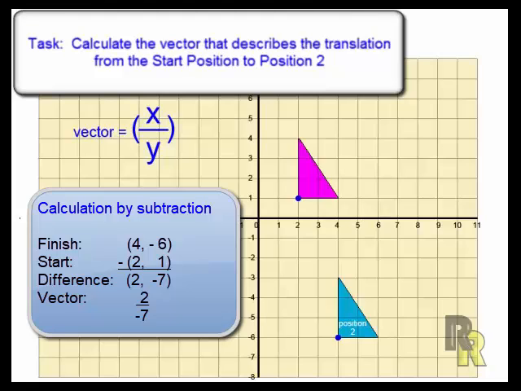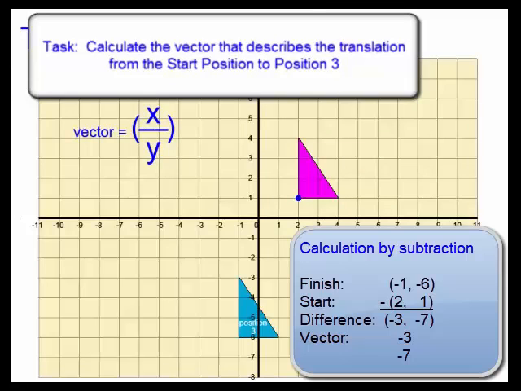In this example, we want to move the original shape to position 2. In order to do this, we must move the original shape 2 across and 7 down. So the value for x in our vector is 2, and the value for y in our vector is -7. The y factor is -7 because the value of the y is lower than that of its original position.